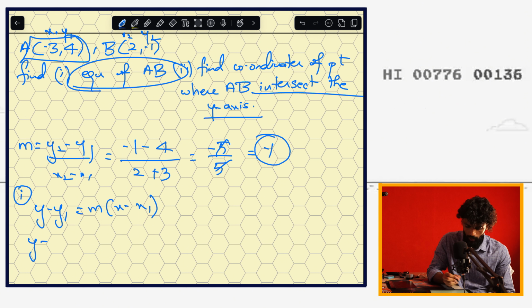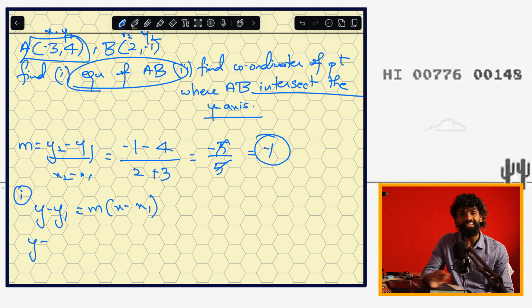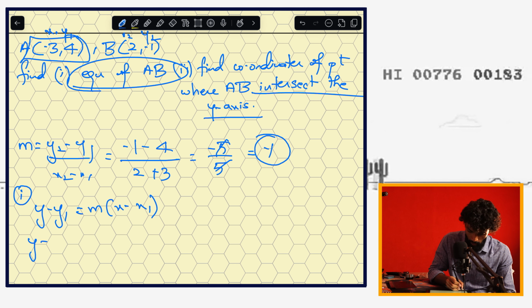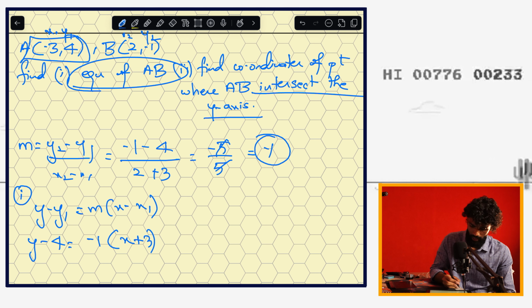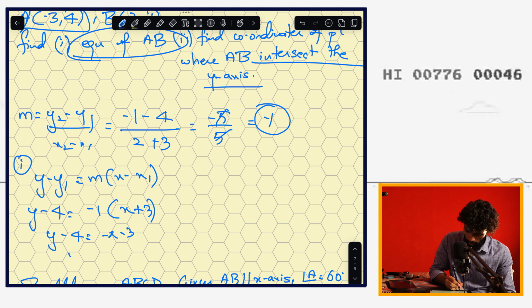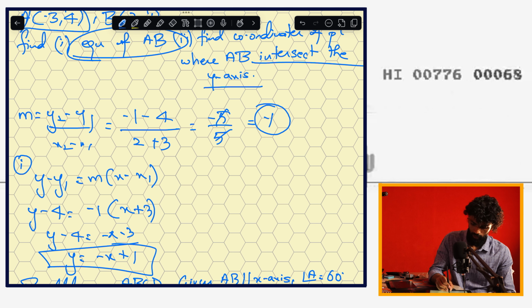I'll add y as it is because, as I told you in the previous video, in any equation the answer should have x and y in it, okay? You can't just ignore everything. So y minus y1's value is 4. M's value is minus 1, x as it is, x1 is minus 3, minus of minus 3 becomes a plus 3. If I simplify this, I'll be able to get my answer. I'll do that. y minus 4 equals minus x minus 3. So, y equals minus x plus 1. This is your final answer for the first equation.